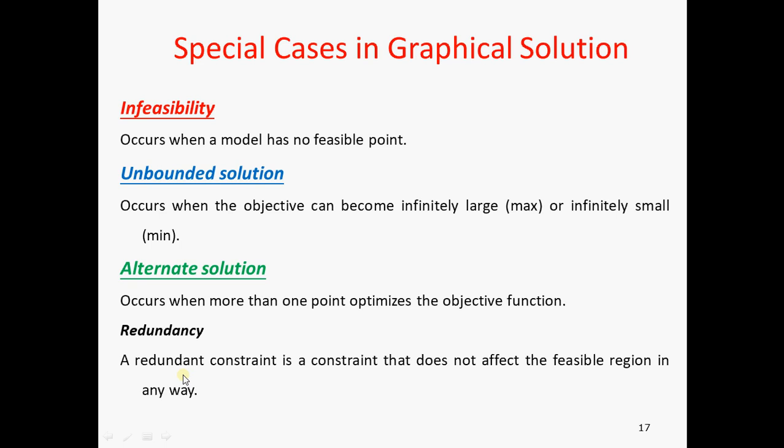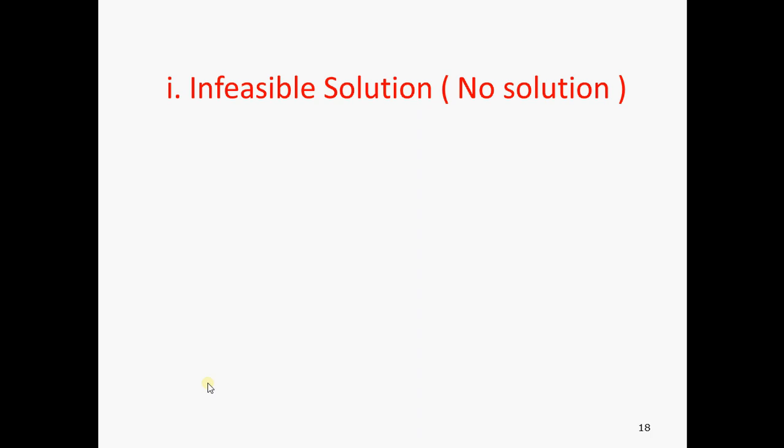Then one more thing is redundancy. A redundant constraint is a constraint that does not affect the feasible region in any way. Sometimes there will be some dummy constraints, so that is called redundancy. It will not influence the feasible region or solution whether you have it or not. So the constraint will not change the answer or feasible region. That is called a redundant constraint.